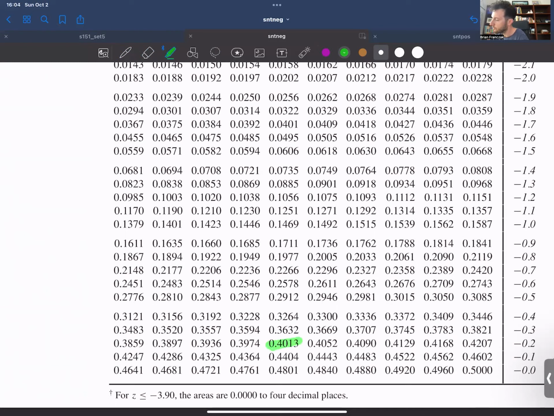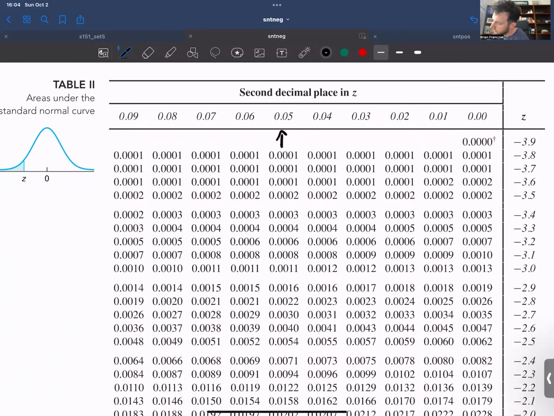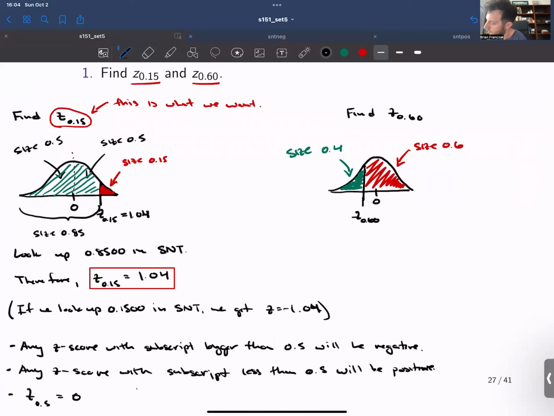Okay, so 0.4 is closest to this value here. 0.4013 is closer to 0.4 than 0.3974. So this is the area, and it means that our z-score is going to be negative 0.25. Therefore, z subscript 0.6 equals negative 0.25.